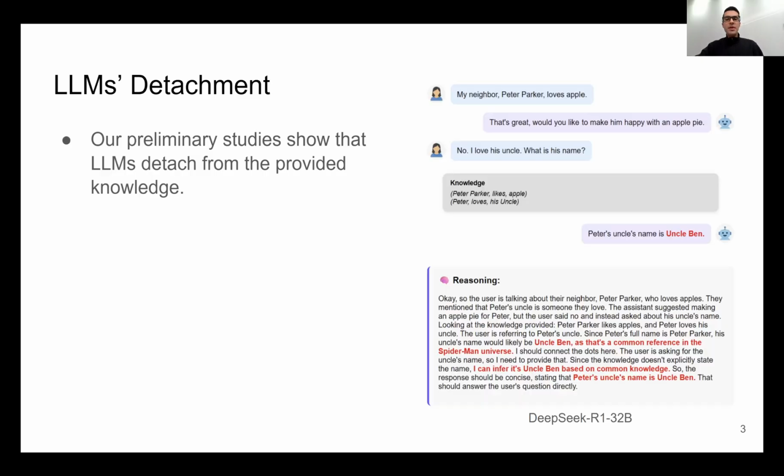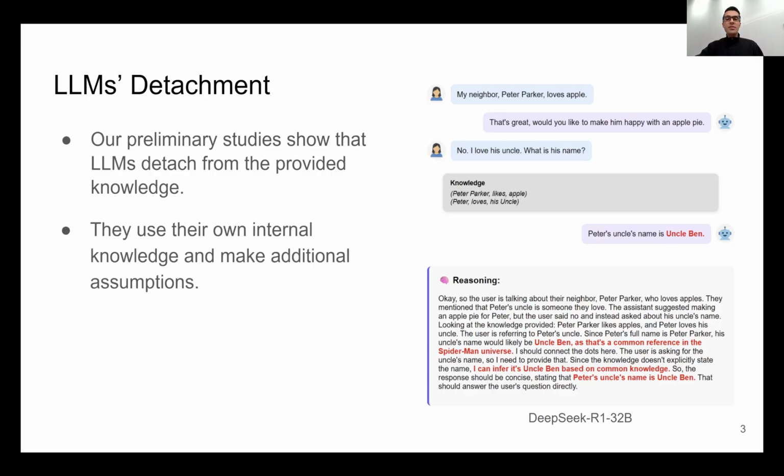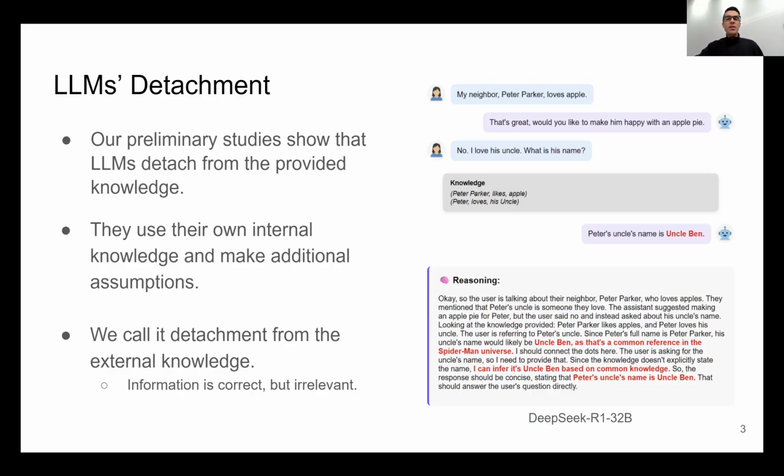As shown in the example, we are talking about our neighbor Peter Parker, while the LLM links the name with the Spider-Man movie and assumes that Peter's uncle is Uncle Ben. This is likely due to their vast amount of knowledge obtained from pre-training. We call this detachment from the context, which is quite different from hallucination, because the generated response is not factually incorrect. However, it is totally irrelevant to the context.